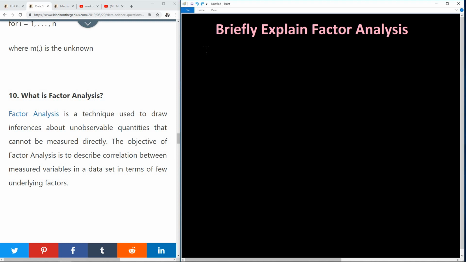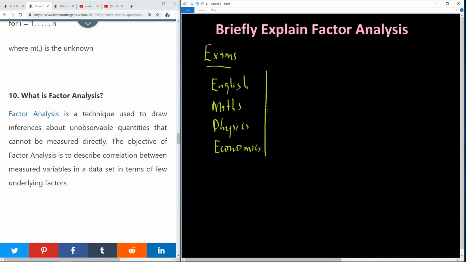So let's take, for instance, students' exams. The students have taken an exam in 4 subjects, let's say English, maths, physics, and let's say economics. So what we are saying is that the student performance in these 4 subjects can be explained using maybe only 2 factors.